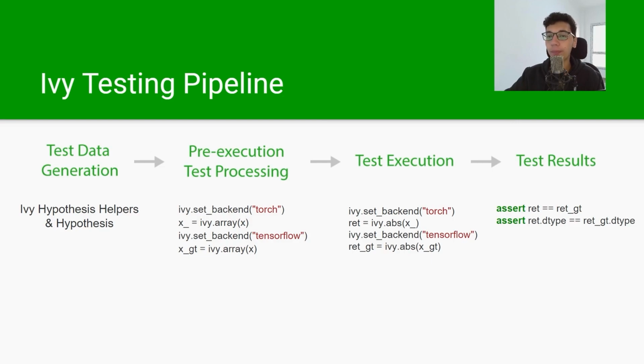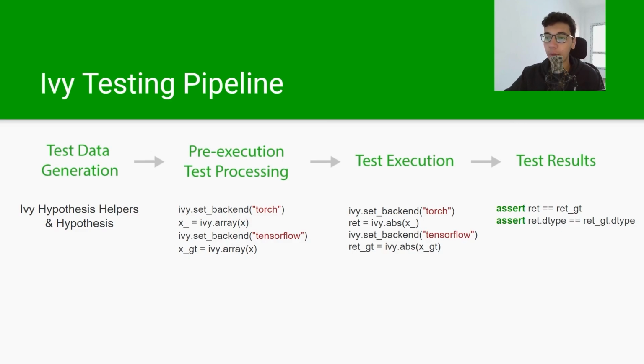So the first step in the testing itself is generating our data, and we can do that using Ivy strategies or Hypothesis strategies right away. The next step is pre-execution test processing, and that is, we should prepare and make our inputs correct.